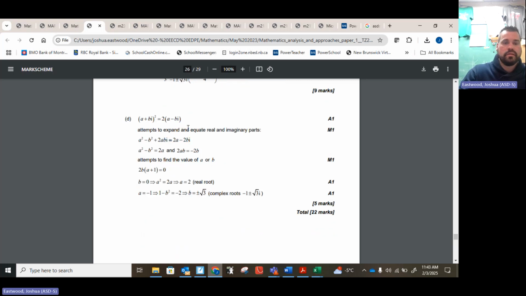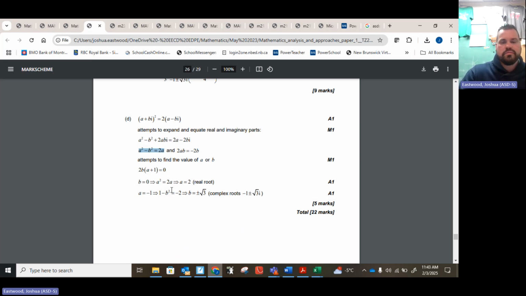And then it's just 2a times minus 2bi. So what it says is those things are equal. That means the real part has to be equal to the real part. The real part here is 2a and the real part here is a squared minus b squared. So that's where we're getting this statement. And then the imaginary part has to be the same. So 2ab has to equal minus 2b.